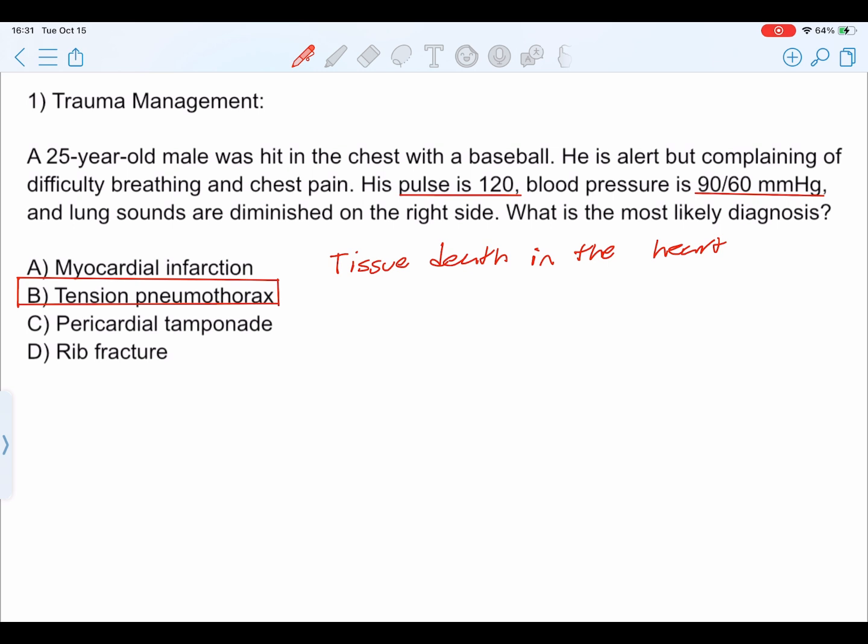So let's talk about what we would expect to see in a patient with that. In most cases, we would see an elevated pulse, which in this problem we do have during early stages. We would have hypertension, which is the exact opposite of what this problem gave us. So that's a sign that it's not A.